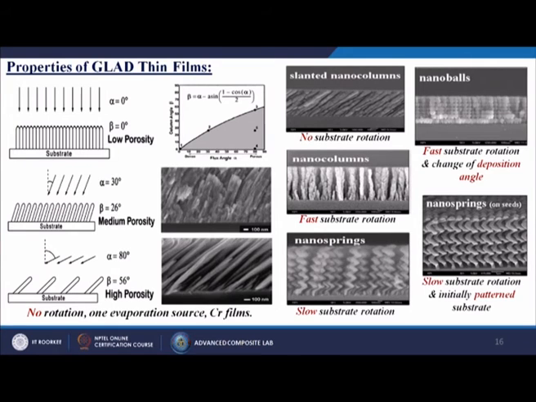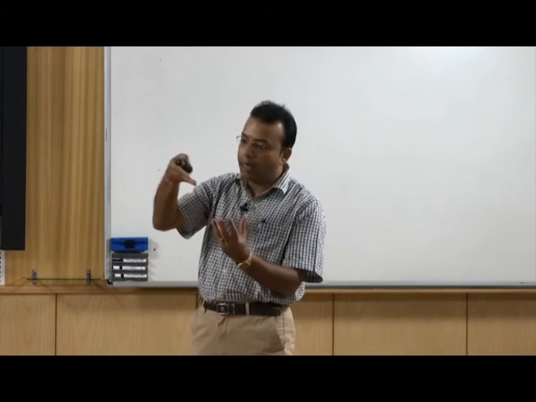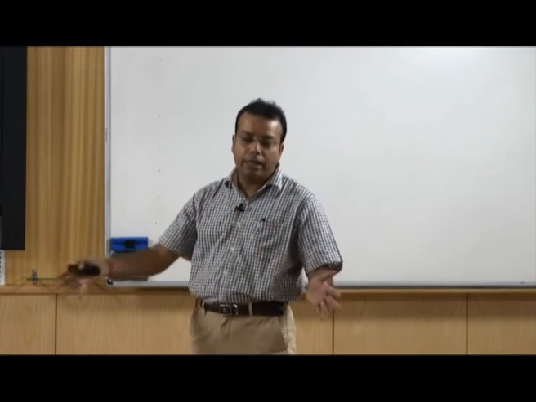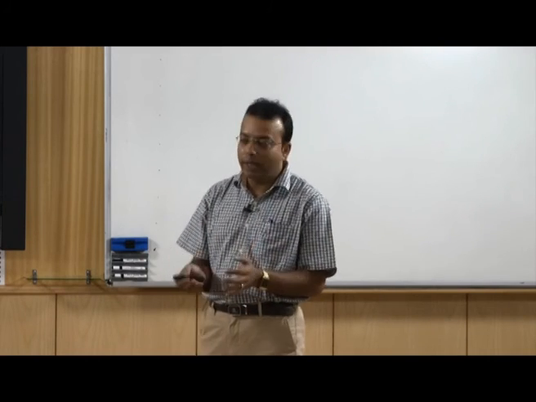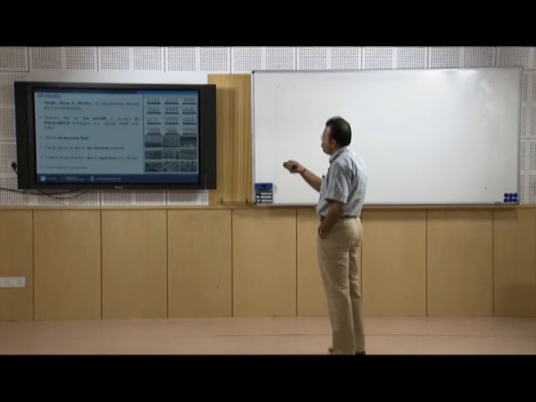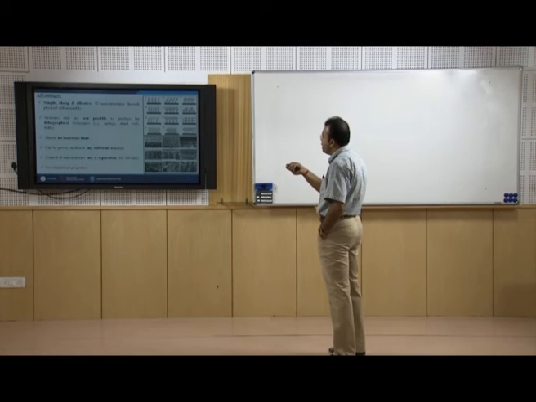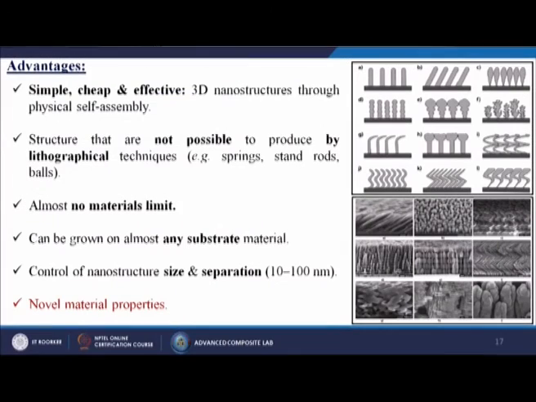With substrate rotations and an initially patterned substrate, you can get this one. So, the first thing is how you are putting your substrate, and whatever angle you are following, then you can make any type of directional coating, any kind of shape. What are the advantages? Simple, cheap and effective 3D nanostructures through physical self assembly, structures that are not possible to produce by lithographical techniques, like springs, standing rods, balls, almost no materials limit, can be grown on almost any substrate material, control of nanostructure size and separation, generally 10 to 100 nanometer, novel material properties.